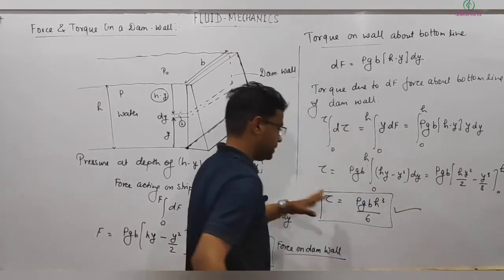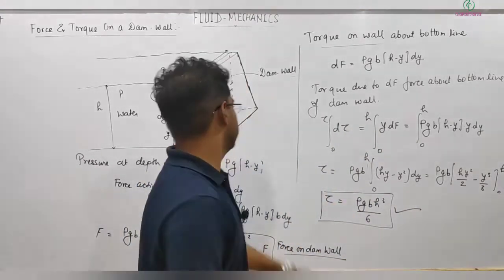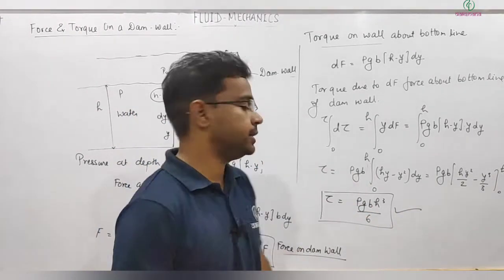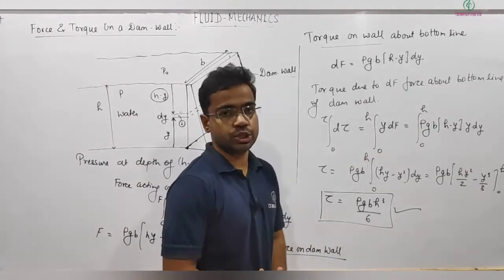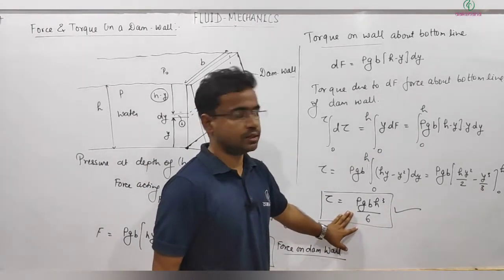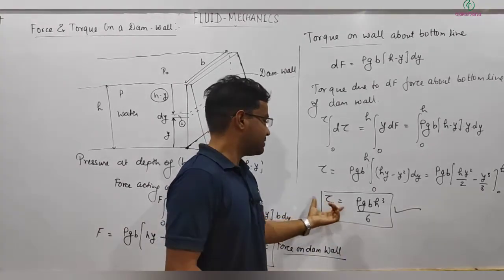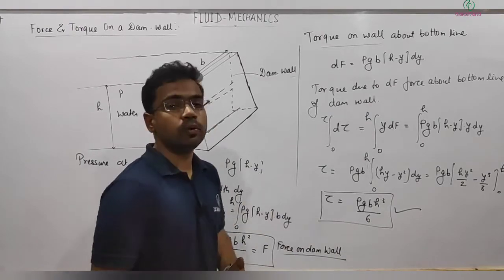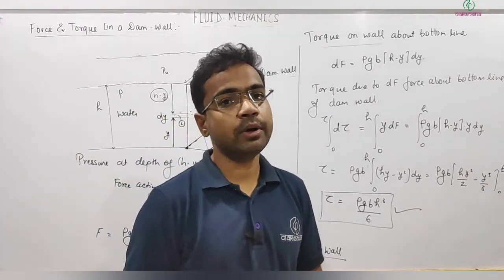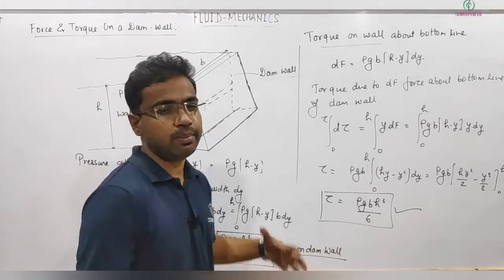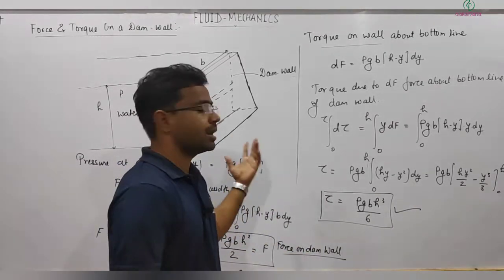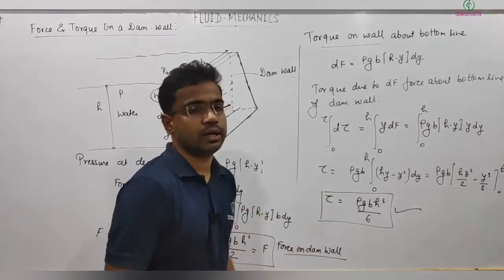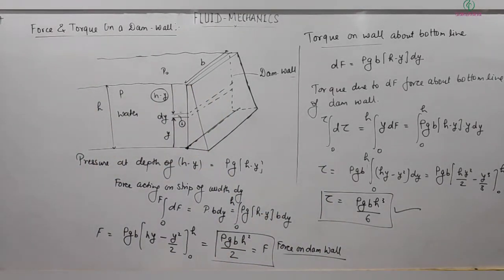So you can even directly remember this result for this case. If little bit changes are given, then you need to follow the approach. Not much changes are asked in your exam, so these standard results you can remember for force and torque on a dam wall. This is just one example or application of calculating force due to fluid or liquid on some wall, and torque also. So let's see the next part.